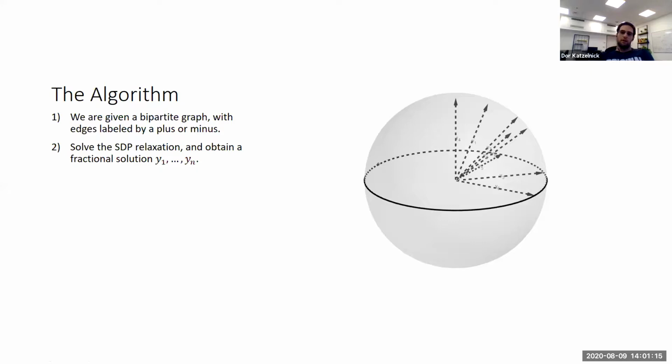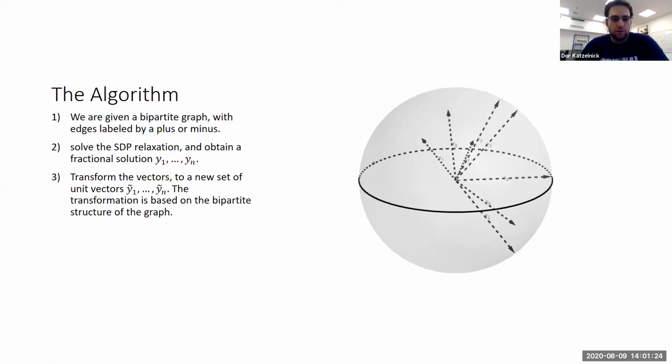Okay. So in the next stage of the algorithm, and this is the most important part of the algorithm, we transform the vectors. You can see that they shifted a little bit, and we have a new set of vectors, which is also a set of unit vectors. This transformation is based on the bipartite structure of the graph. This is the only part in the algorithm where we use the fact that the graph is bipartite.